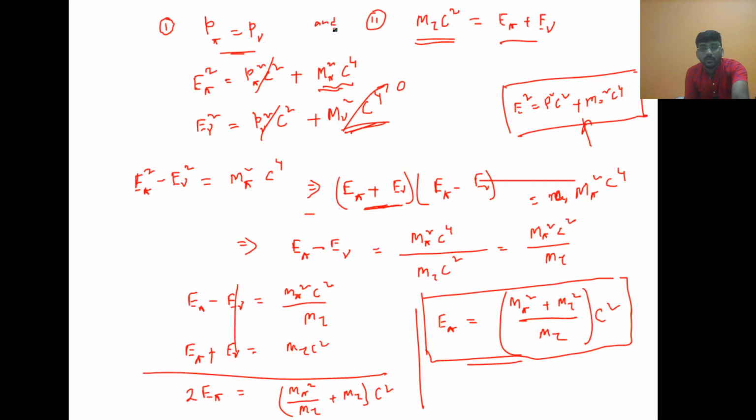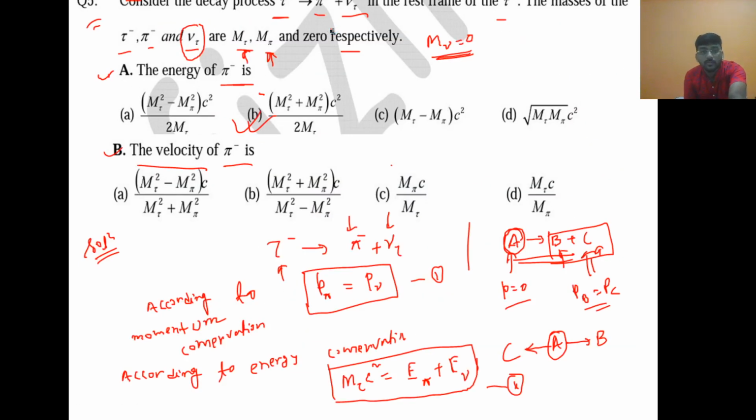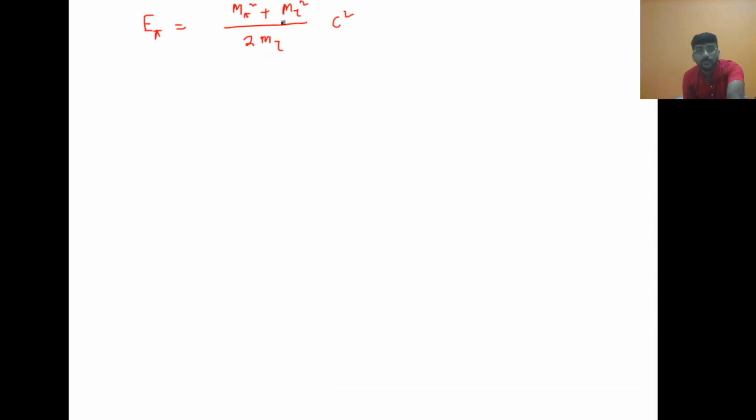So here we have the energy of pi minus, E pi, equal to m pi square plus m tau square divided by twice m tau into C square. That is, m tau square plus m pi square into C square divided by twice m tau. Okay, so this will be the E pi.